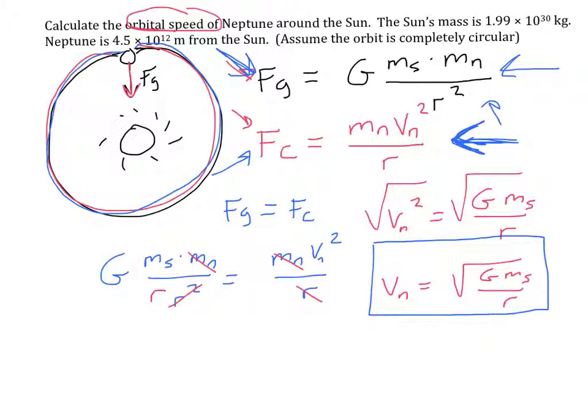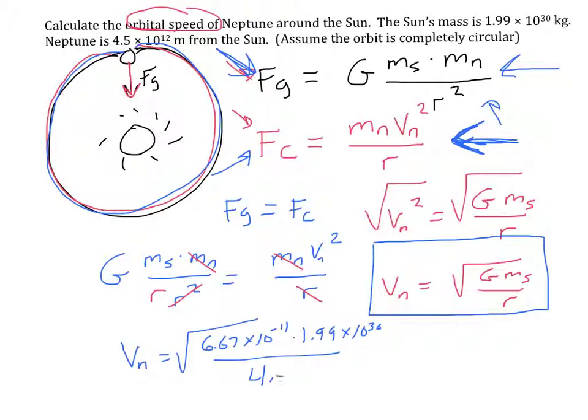Now it's just a matter of plugging in. So vn, we're going to plug in for this. It's going to be the square root of G, so 6.67 times 10 to the negative 11, times mass of the sun, 1.99 times 10 to the 30th, over the radius, 4.5 times 10 to the 12th. Once again, we did not need to know the mass of Neptune in this problem. And we have to be careful, because sometimes we might actually be provided this, and if we were provided that, we need to be really careful not to use it. We've got to be very careful to think what masses are used. Anyway, so I'm just simplifying this expression now, and I will get my answer.